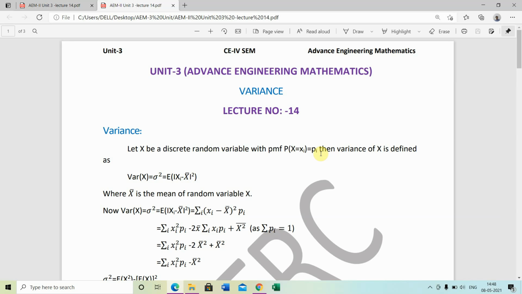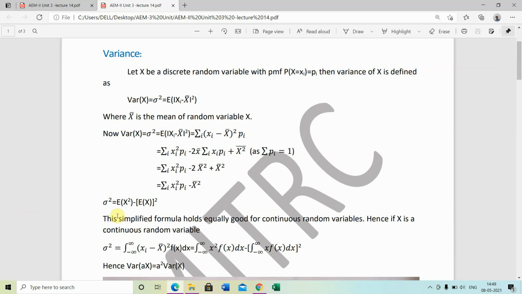Then if we expand it, multiplying pi inside the bracket, we get summation i xi square pi minus 2 x bar summation i xi pi plus x bar square summation pi, which equals 1. This way we get summation i xi square pi minus 2 x bar square. The summation xi pi means x bar, so x bar multiplied by x bar gives 2 x bar square, then plus x bar square. That means summation i xi square pi minus x bar whole square. This way we get the formula of variance X or sigma square.